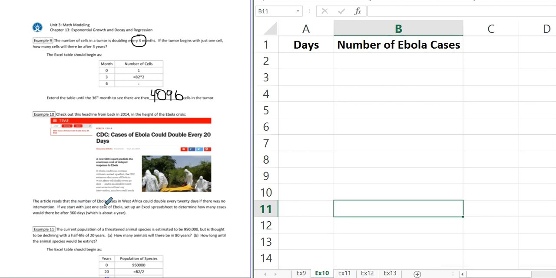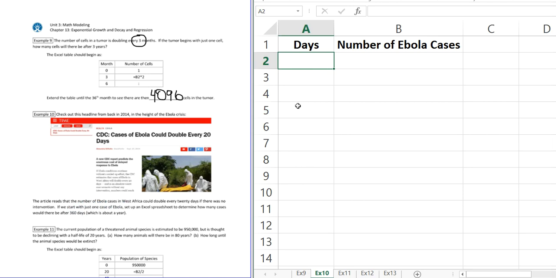So for purposes of this model, we're going to start with just one case of Ebola, and then we're going to model what would happen roughly in a year, so about 360 days. Again, I didn't say a particular day or date or year, so the initial condition is always 0.